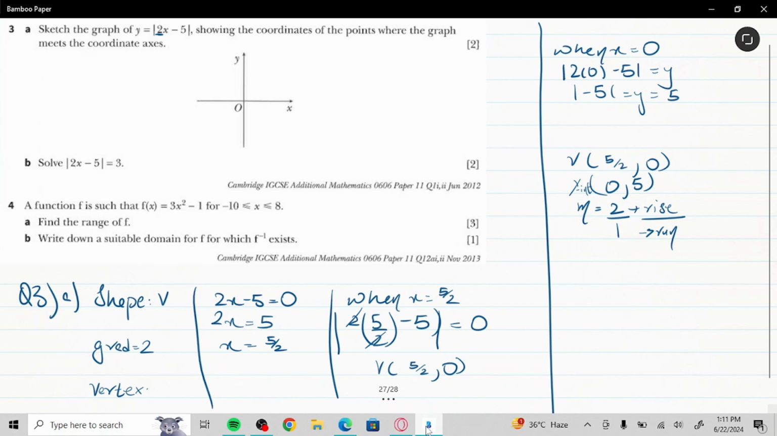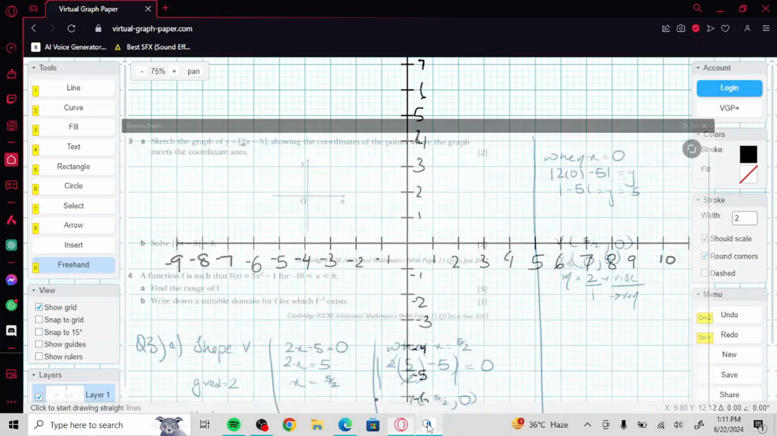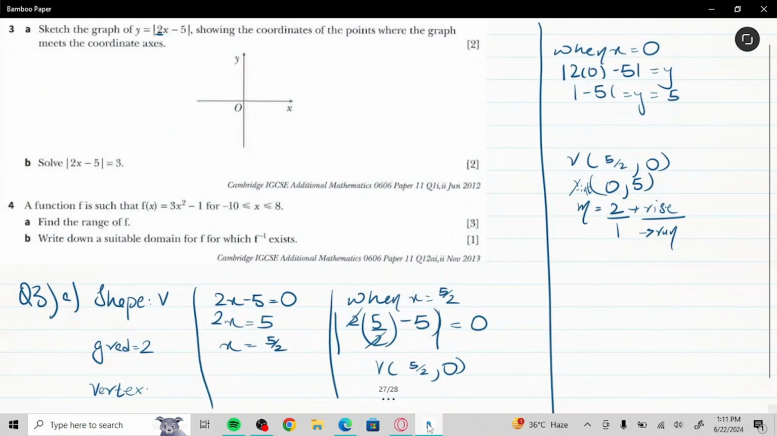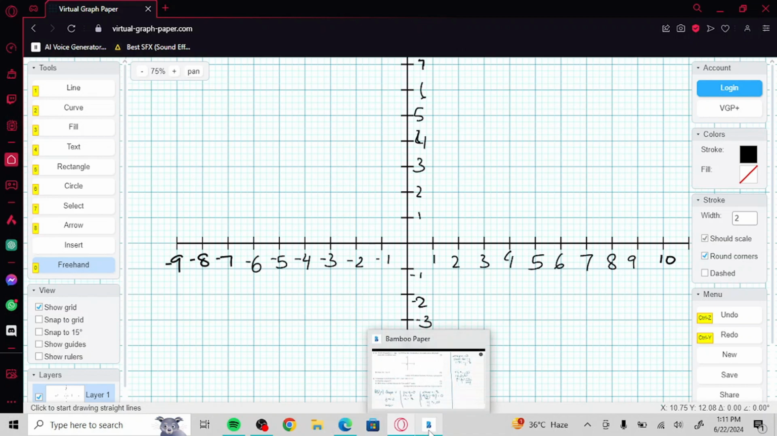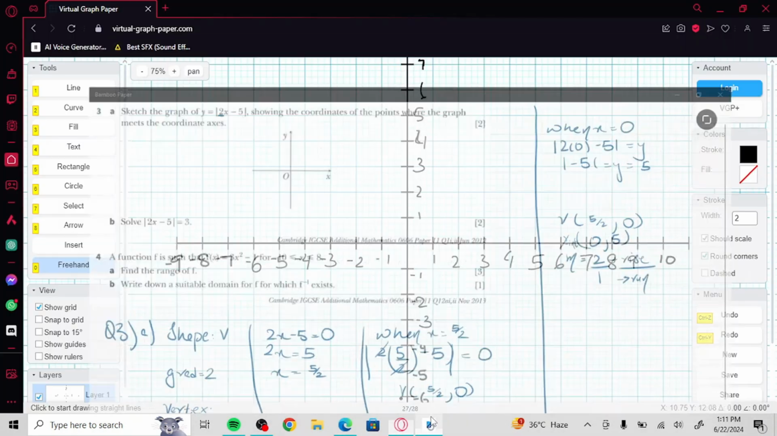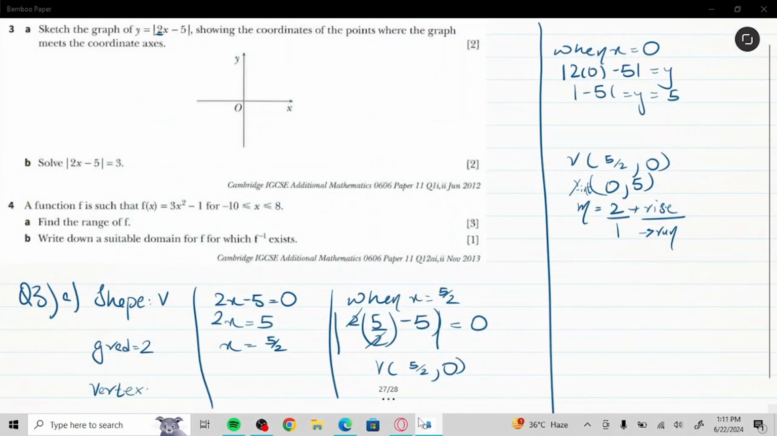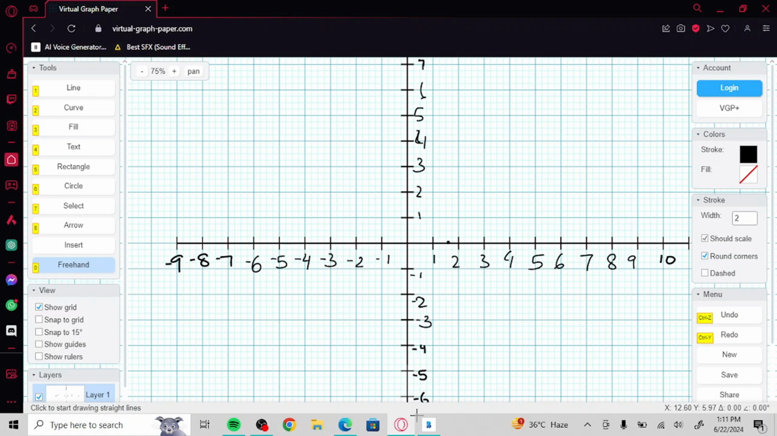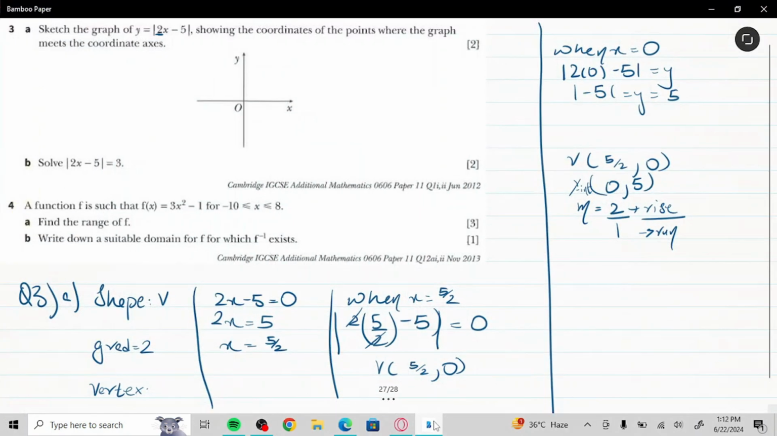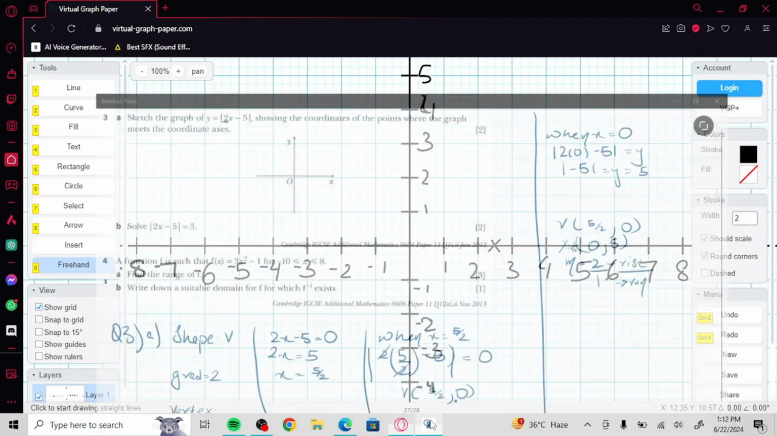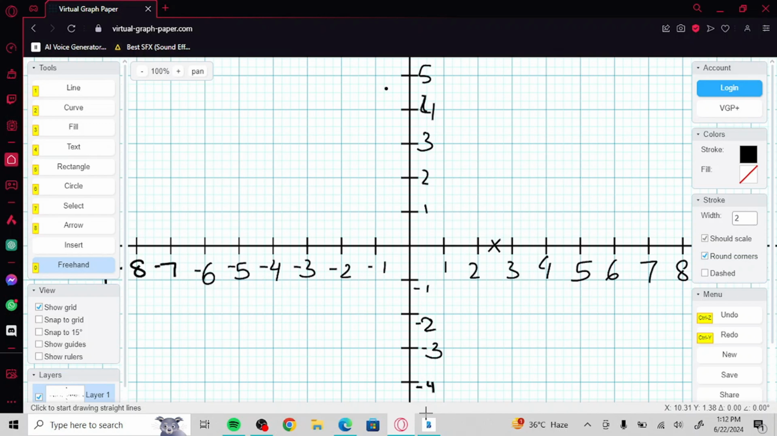So what we are going to do is mark these points on the graph. So it's going to be 5 upon 2, 0. 5 upon 2 is 2.5. So 2.5, 0. So when x equals 2.5, y is equal to 0. It's going to be somewhere here. 2.5 is something like here. And our second point is when x equals 0, y is equal to 5. That's our second point.